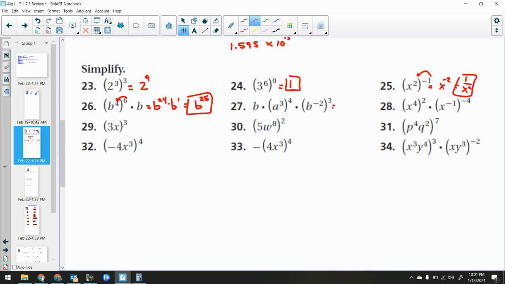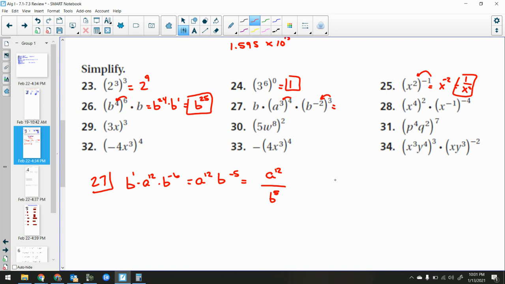Number 27, looks like, I'll put 27 down here. It looks like I've got b times a to the 3rd to the 4th, that's a to the 12th, multiplying. And then I've got b to the negative 2nd to the 3rd, so b to the negative 6th. All right, so when I add exponents with the b's, the a to the 12th stays, the b turns into a negative 5, which then moves downward. A to the 12th stays in the numerator, b to the 5th goes to the denominator.